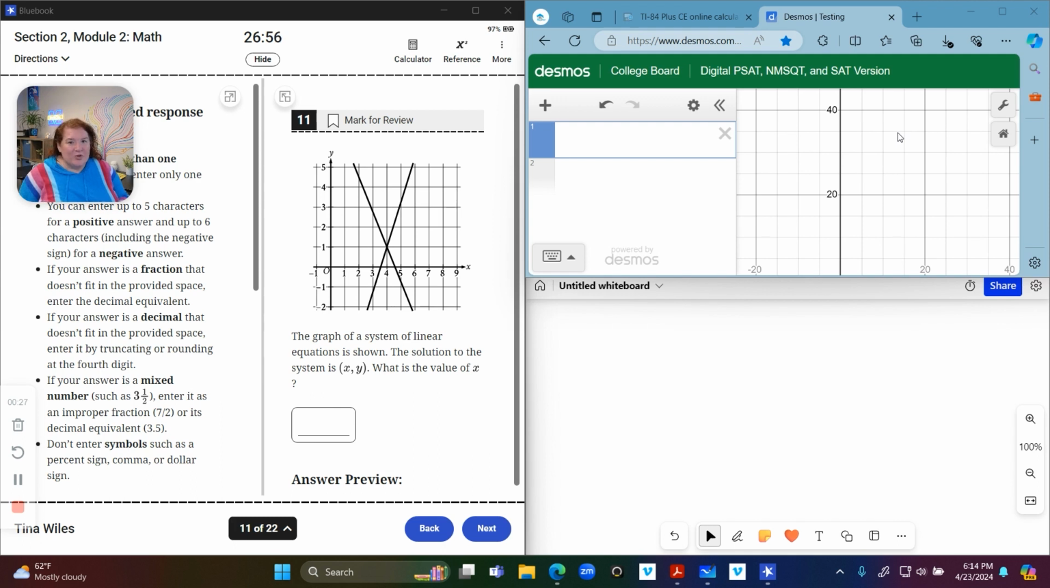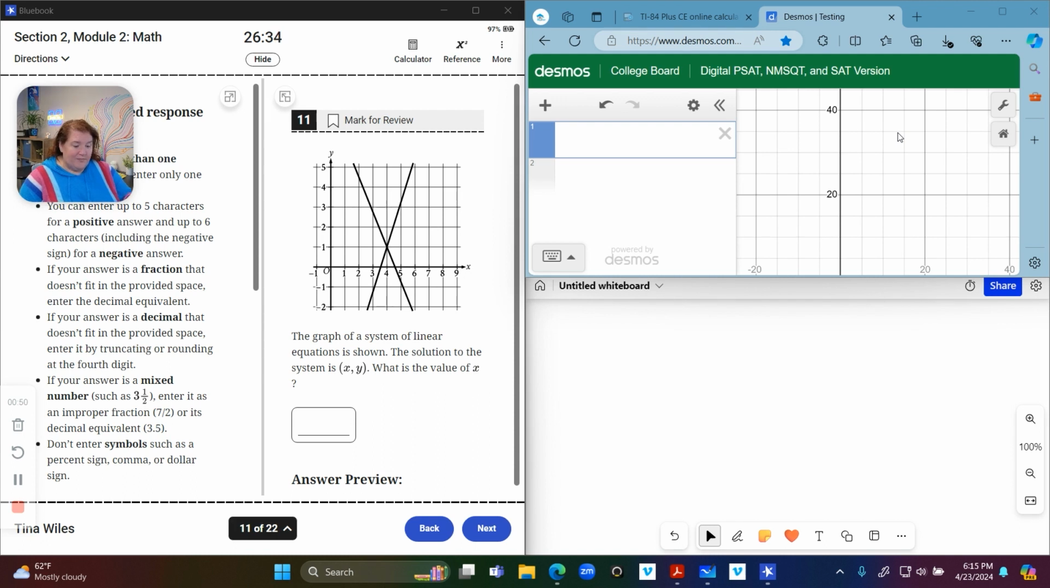And I am currently working through Bluebook Test 5. I am in the second module, but this is the easier version. So the predictive test, based off of how you did on the first module, you'll get one of two modules within the practice test. So this is the easier version.